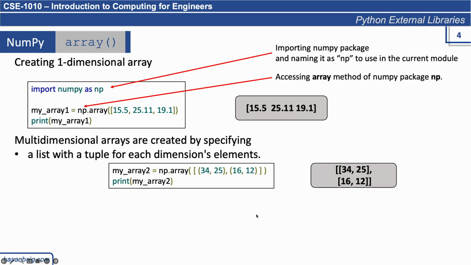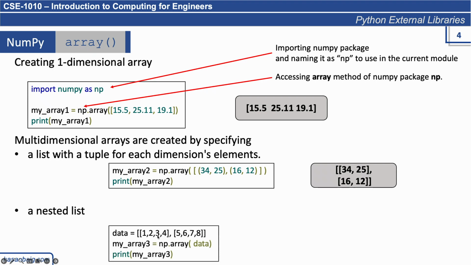We can also create a multi-dimensional array with the help of a nested list. We have already seen how we can create a nested list within a list. So assume that you have a nested list and you want to convert it into a NumPy array. You just pass that nested list into the np.array method, and it will create the same thing, a multi-dimensional array.